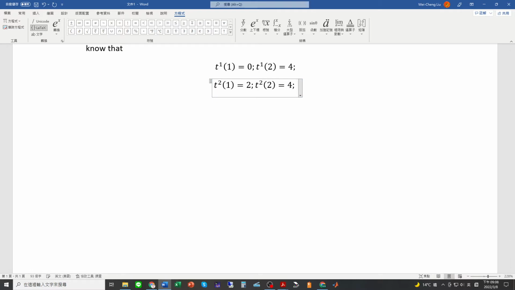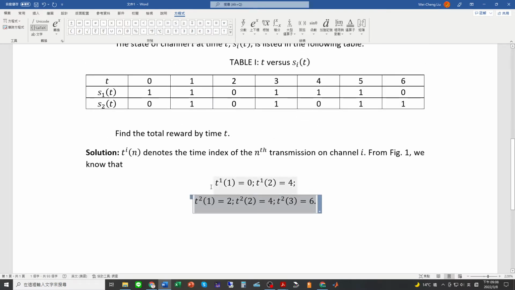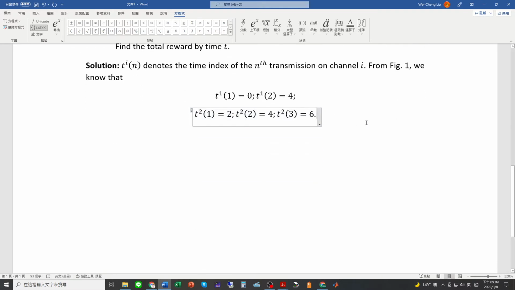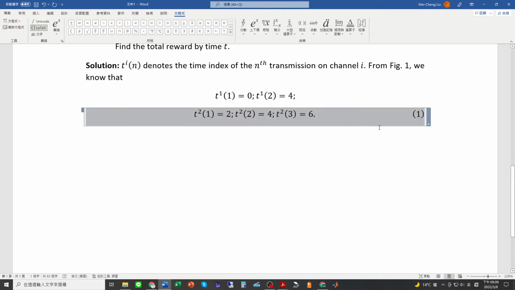And finally, we want to find T2 of 3, which is equal to 6. Why? Because T2 of 3 denotes the time index of the third transmission on channel 2. The third transmission on channel 2 is this transmission, and the time index is equal to 6. Let us call this equation 1.